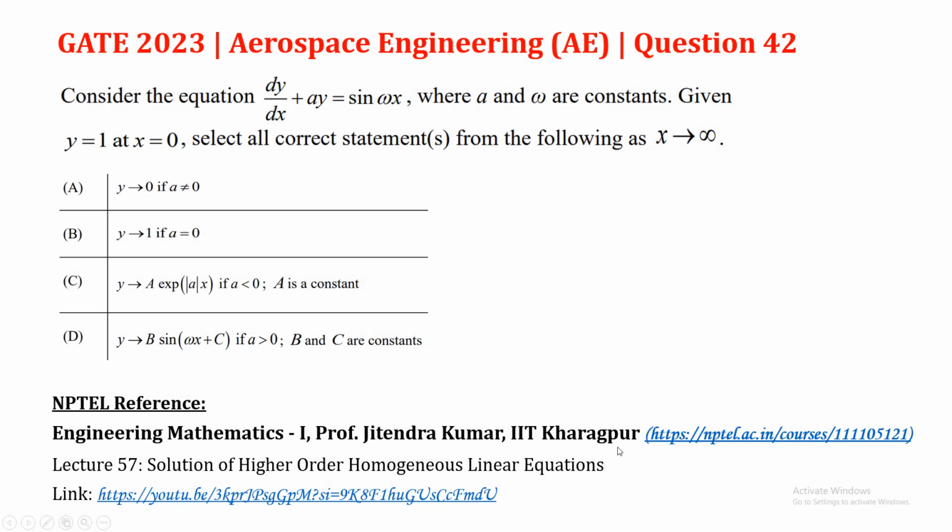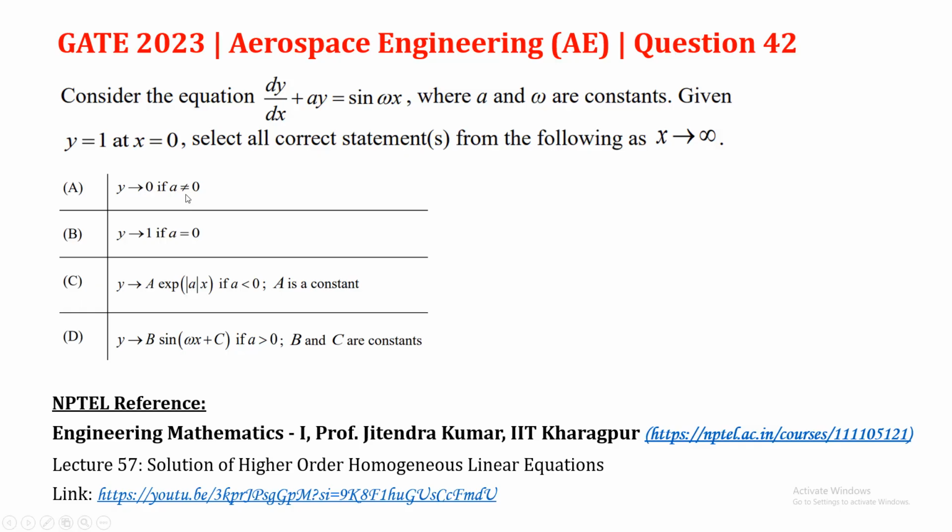Hello everyone, let's solve a problem from GATE 2023, question number 42 from the Aerospace Engineering paper. Consider the equation dy/dx + ay = sin(ωx), where a and ω are constants. Given y = 1 at x = 0, select all the correct statements from the following at x tends to infinity.